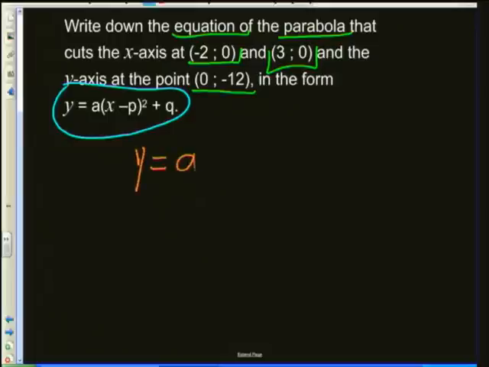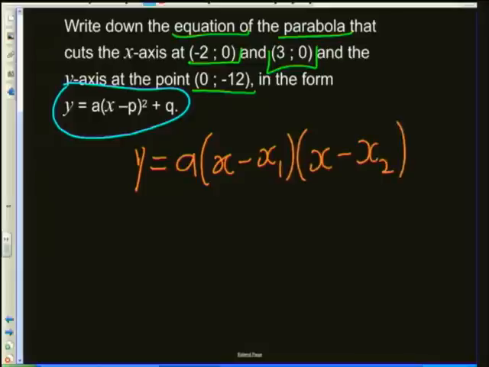So y is equal to a, open bracket, x, minus the first x-intercept, I'll call it x1, multiplied by x minus the second x-intercept, which we're going to call x2, right? So let's substitute there. It means that we need to find 3 things. We need to substitute the x1 and the x2, and we still need to work out the value of a, and then change it into that format.